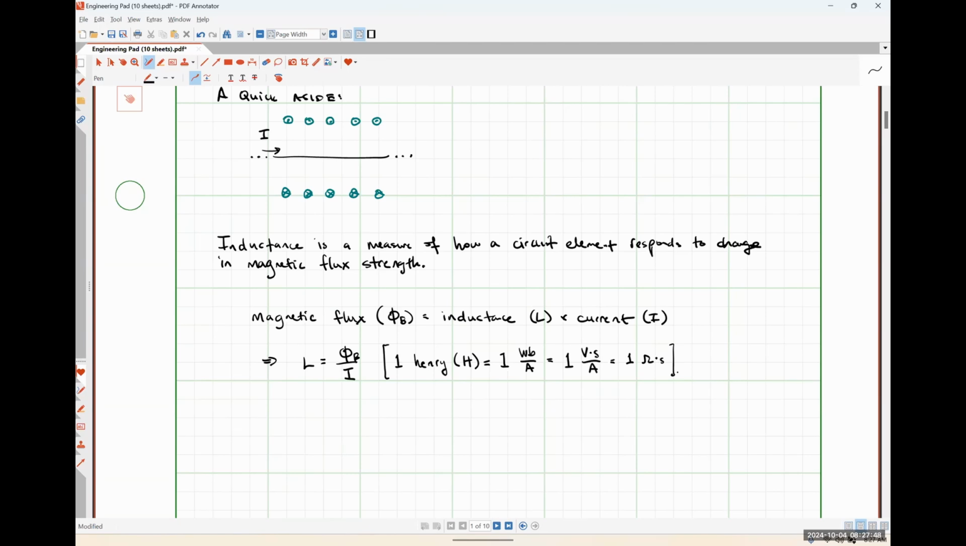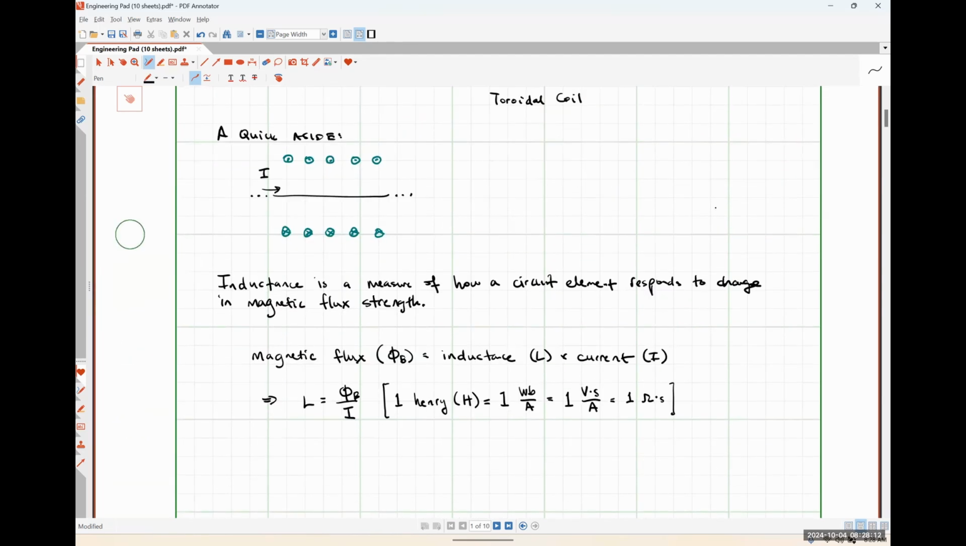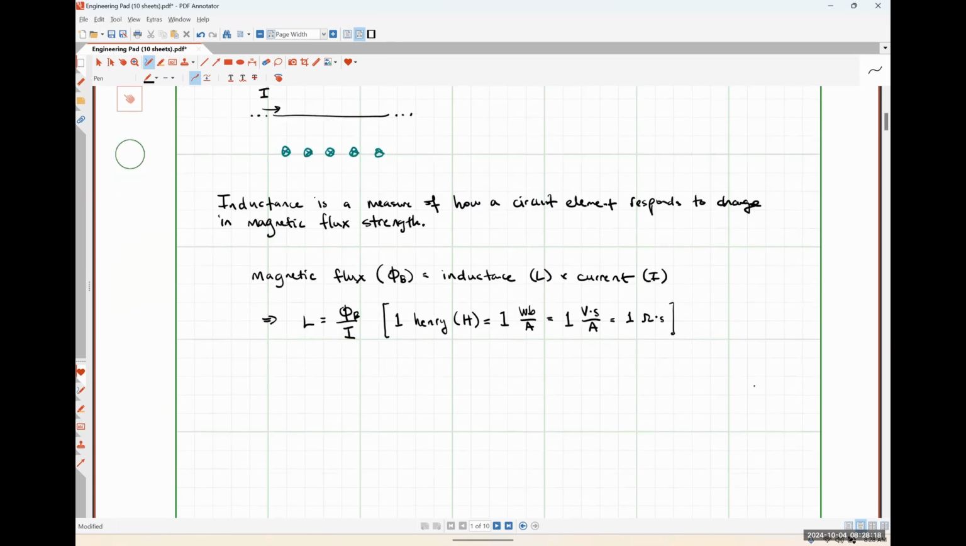So I think we've gotten a reasonable-ish idea of what an inductor is and what inductance is. So what I want us to figure out now is what the relationship between the voltage drop across our coil is to the current that's flowing through it, okay? And that is governed by what's called Faraday's law of induction, okay? So Faraday's law of induction states Faraday's law of electromagnetic induction.